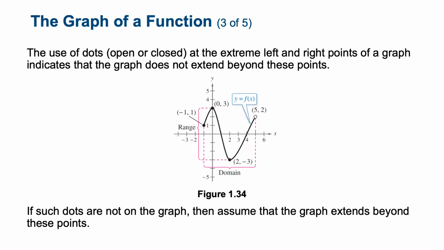So yes, the use of dots, open or closed, at the extreme left or right of points of a graph shows that it stops there. The graph stops here. These are stopping points. If you don't have these dots, you can assume that the graph continues beyond. Sometimes in a drawing, I'll put a little arrow to show that it keeps going.